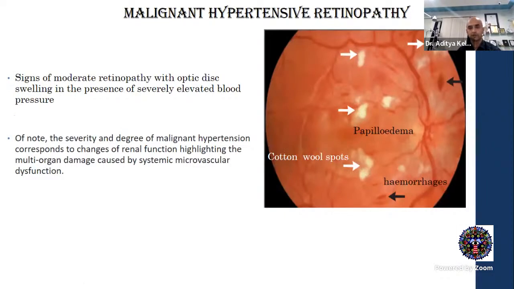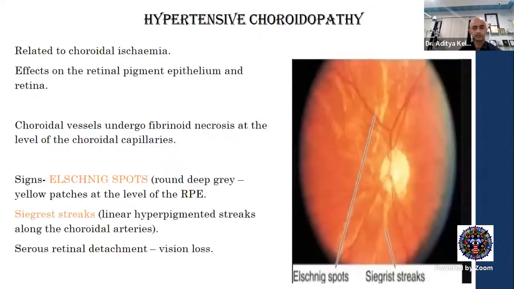Coming to the stage 4, where you have signs of moderate retinopathy along with the disc hyperemia and blurring of the disc margin. And you can also see the extent of ischemia. Many of the times these patients have a lot of cotton wool spots along with the superficial hemorrhages and hard exudates.